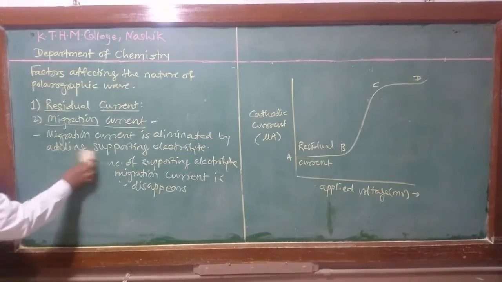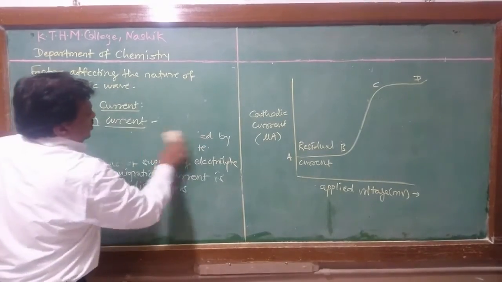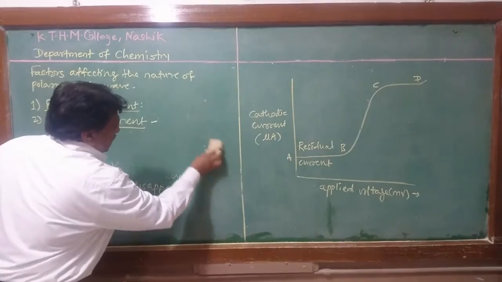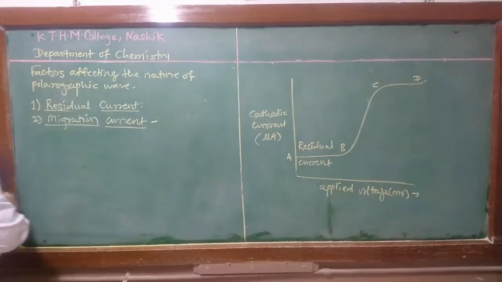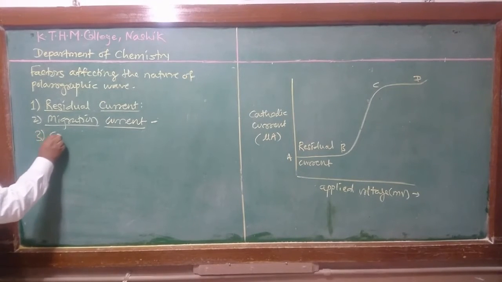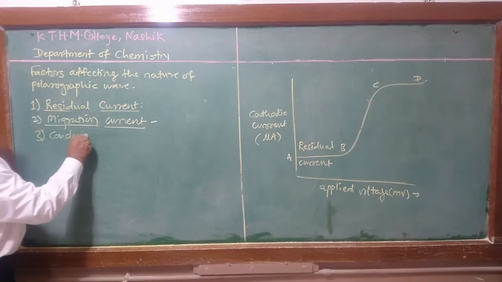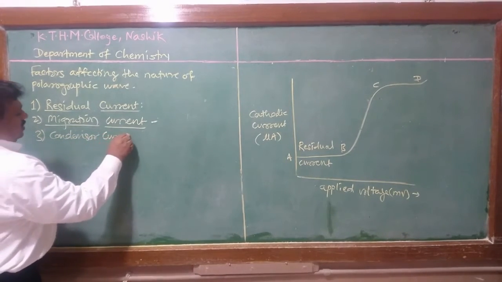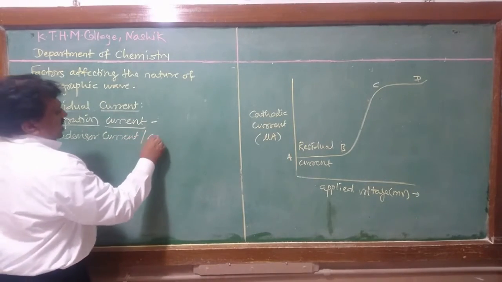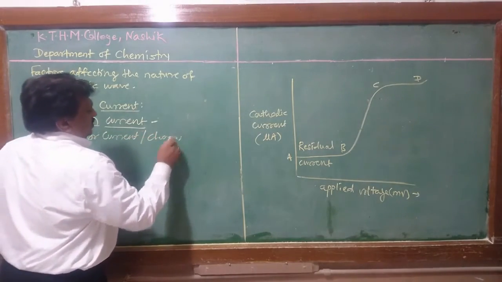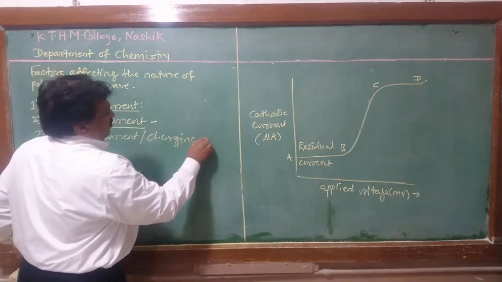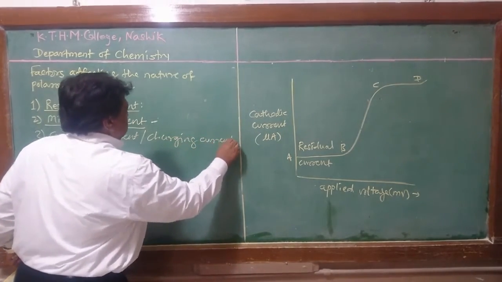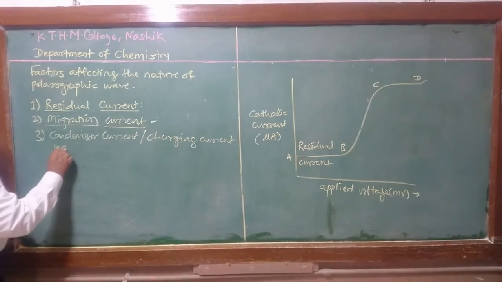The next factor that affects the nature of the polarographic wave is the charging current, also called non-Faradaic current or condenser current. The third factor is condenser current, or charging current, or it is also called non-Faradaic current.